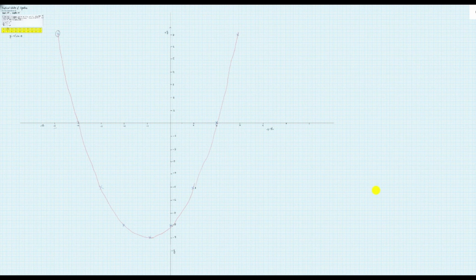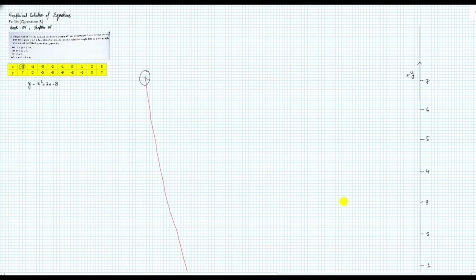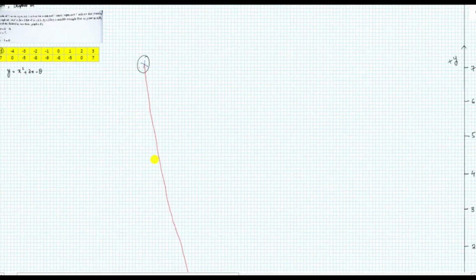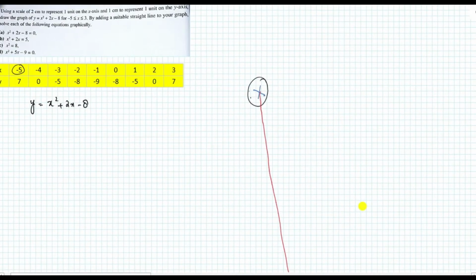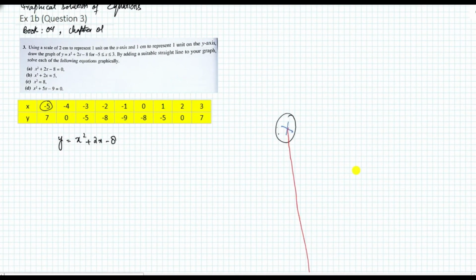See, here I have drawn this curve. Now we will discuss the remaining parts of this question. The remaining parts say to draw a suitable straight line on the same graph paper. Here the first part is (a) x² + 2x − 8 = 0.